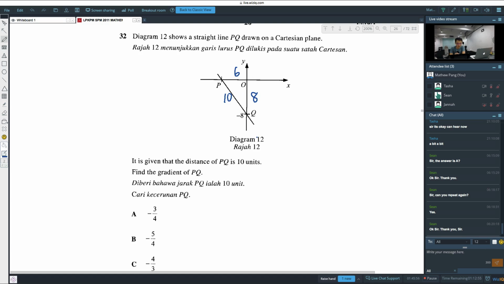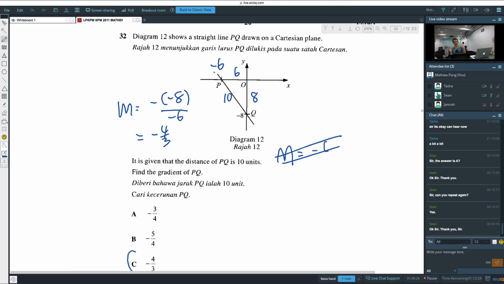However, the question asks you to find the gradient of PQ. We have one gradient formula: negative y-intercept, which is negative 8, over the x-intercept. So the gradient equals negative 8 over negative 6, so it is negative 4 over 3. Answer is C. You have to know coordinate P, the x-intercept, is basically negative 6, because it's on your left-hand side from O, so it's a negative value. I see someone raise hand here. Sean, you raised your hand for anything?